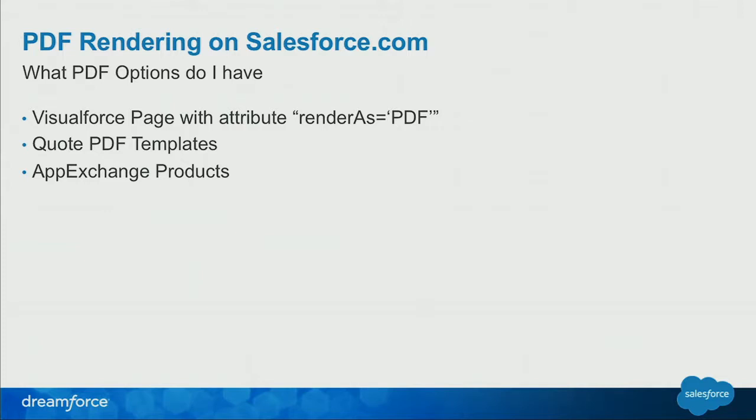If you go down the custom development route, all native on Force.com, you can build a Visualforce page with the renderAs PDF attribute. That will take any Visualforce page you write and render it as a PDF. If you're using out-of-the-box opportunities and opportunity line items, you can use the quote-to-sale out-of-the-box templates in Salesforce for quotes. And finally, you can find a number of AppExchange products. Some that come to mind are Conga and DocuSign, which is here. There are a lot of great AppExchange products that you should vet to see if they meet your requirements.